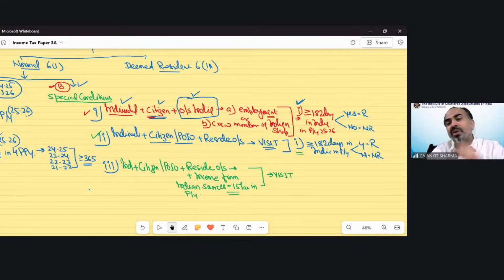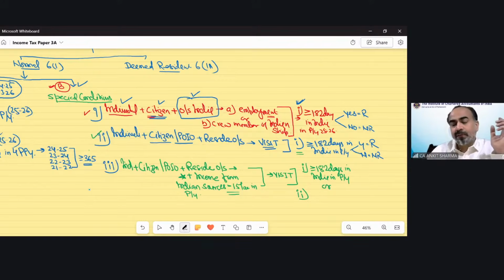Category 2 and 3 are almost talking about the same kind of person, but this has a separate extra condition. If that individual does not have Indian source income exceeding 15 lakh, then the second point applies; if income exceeds 15 lakh, the third condition needs to be checked. For that category of person, the government has prepared two conditions. First is the same: more than 182 days in India in the previous year. Or the second condition, which is almost similar to the second condition of category A.